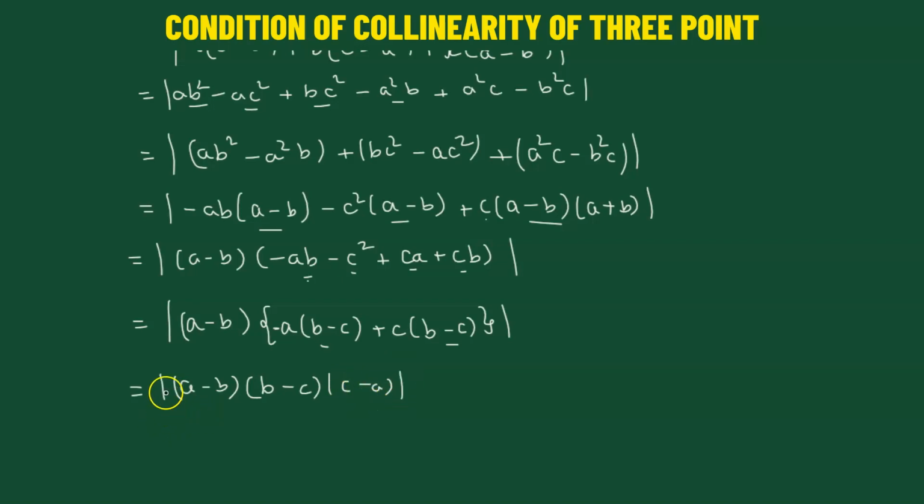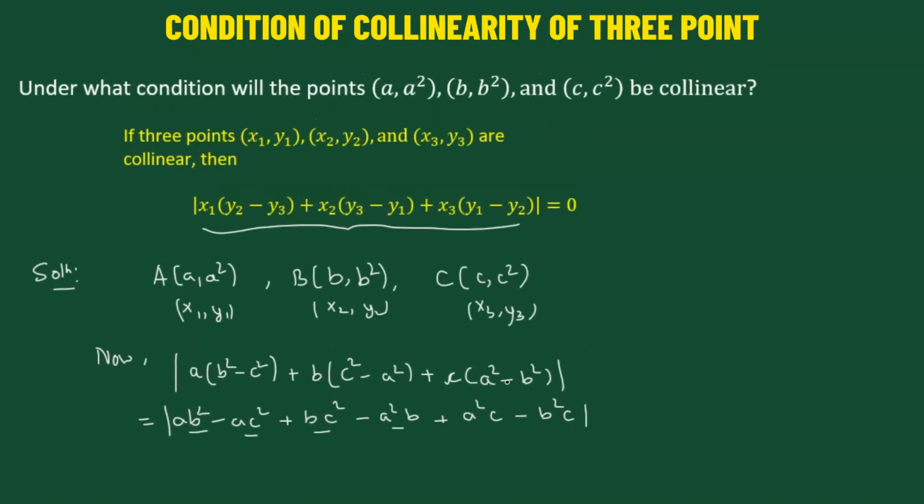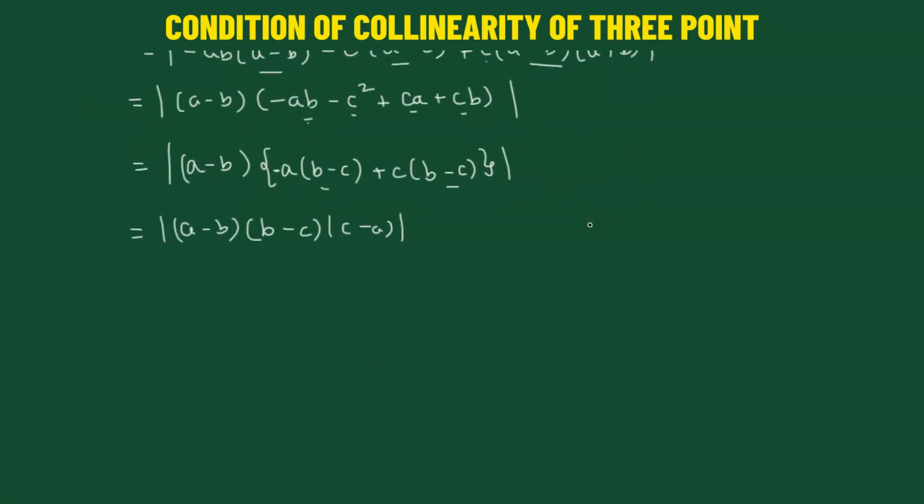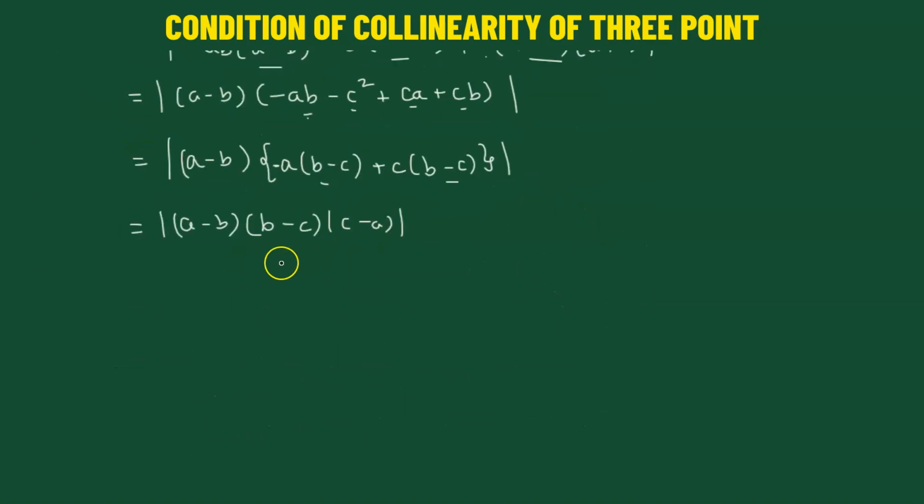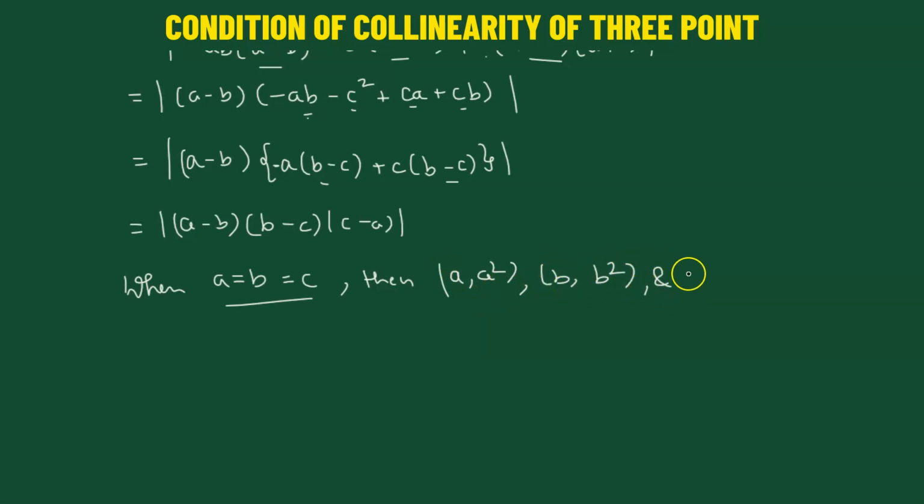So here we're getting the expression, the absolute value of a minus b times b minus c times c minus a. And then we have to find out the condition for which these 3 points are collinear in nature. We know that this must be equal to 0 if they are collinear. So this is going to be equal to 0 if a equals b, b equals c, or a equals c. If this criterion is met, then we can say that the points a comma a squared, b comma b squared, and the third point c comma c squared, these 3 points are going to be collinear in nature.